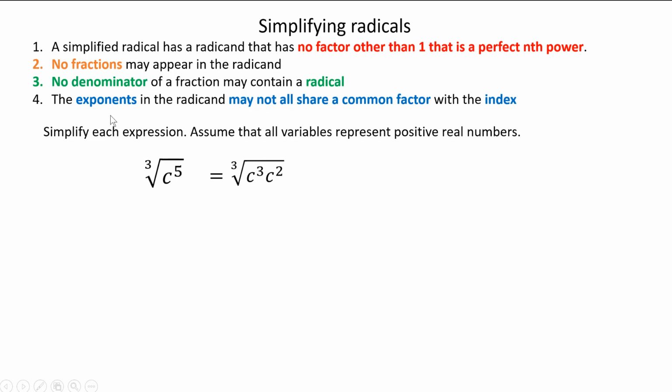And this is what we're talking about in rule 4 here. The exponent on any factor under the radical can't share a common factor with the index. In this case, they share a common factor of 3. So we've got to get that c cubed out of there because it is a perfect cube. So this would be c cube root of c squared. The c cubed was able to escape because it's c times c times c. Cube root of c times cube root of c times cube root of c is c. That's what cube root means. It's the number you multiply by itself 3 times to get, in this case, c. So the c escaped. The c squared is still in there. And that's as simple as this one gets.